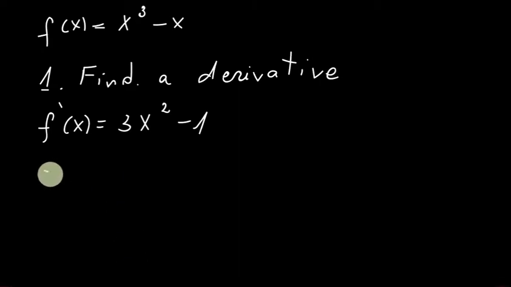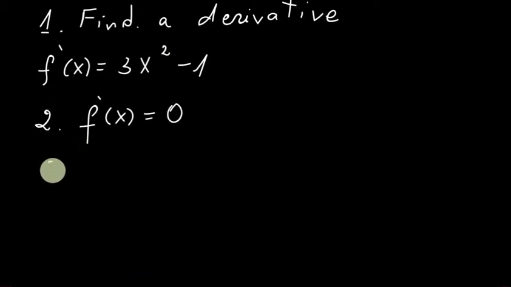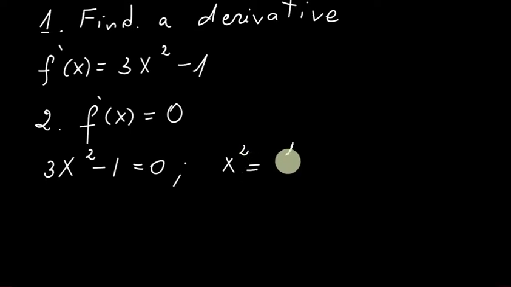The second step is to find when our derivative is equal to 0. So we need to say that 3x squared minus 1 is equal to 0. Now we need to solve this equation, and we get that x squared is equal to 1/3, so x is equal to plus minus 1 over the square root of 3, because I took the square root of both sides.